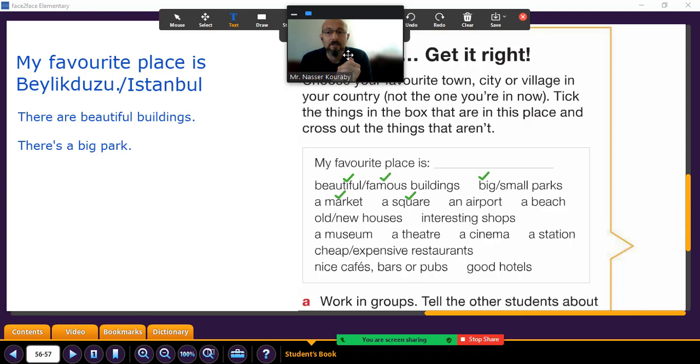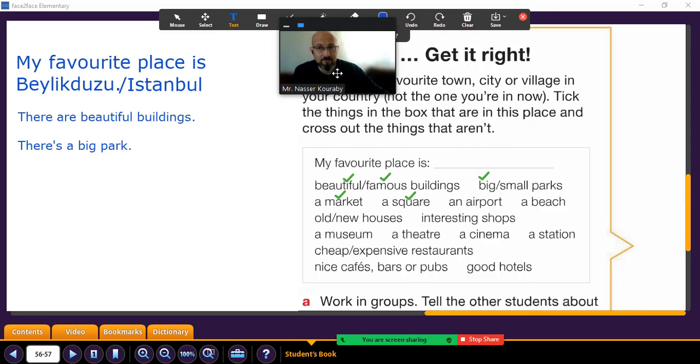So let's see, okay, what are the nice places that you have, okay? Maybe where you live, okay? Maybe where you go on holiday. So write down, write my favorite place is, write the city, write the country, so we can know where this city is. Because when I say Beylikdüzü, if you don't come to Istanbul, you don't know Istanbul, you will not know Beylikdüzü. Okay, guys? So this will be like homework for you. Then please write, okay? And I will check, okay? And if there is any mistake, I will correct it for you.